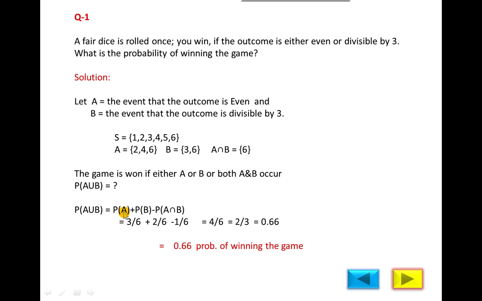First, calculate the probability of A. Number of favorable outcomes is 3, possible are 6. Probability will be equal to 3 upon 6. Then the probability of B, 2 outcomes here, 2 upon 6. And for the intersection, 1 upon 6. Simplify, and you will obtain the probability of winning the game.